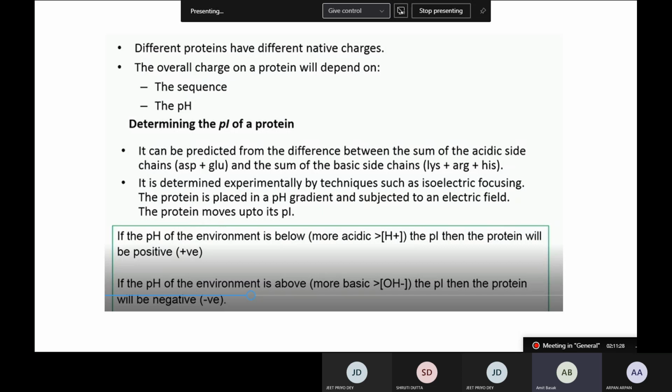For amino acids, there is a formula. If you go back to physical chemistry, you will see that the isoelectric point of an amino acid is half of pK1 plus pK2. pK1 is basically the dissociation of the carboxylic acid, and pK2 is the dissociation of the ammonium NH3+ to NH2. So if you add these two pKs and divide by 2, you will get the isoelectric point of amino acids. But for proteins, it is very difficult to calculate, to really determine the isoelectric point.